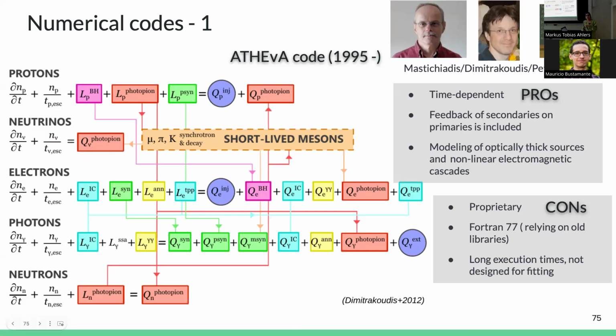The difference with respect to the propagation codes that you might be familiar with is that here we have a coupling between the secondary particles that are being produced and the primary particles that are producing the secondaries. So if you start with a population of protons and electrons that are accelerated to some high energies, the protons will lose energy because of photopion interactions, and they will produce electron-positron pairs through the decay of the pions.